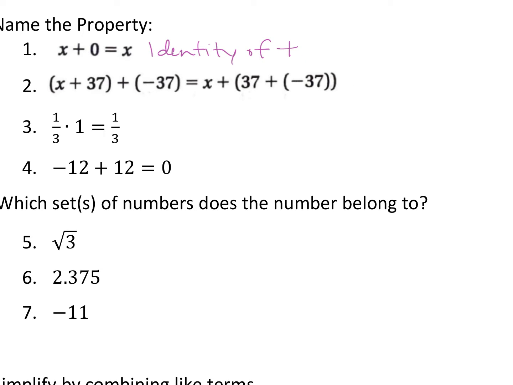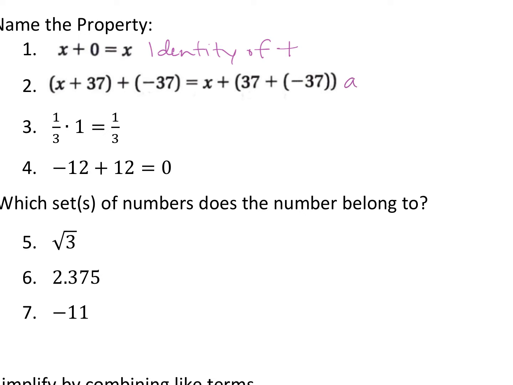All right, then look at number 2. So it starts as x plus 37 in parentheses, and then they're going to add a negative 37, but they decide it makes more sense to combine the 37s first and then add the x to it. What is that? Associative. This one, the parentheses did move to something different, right?